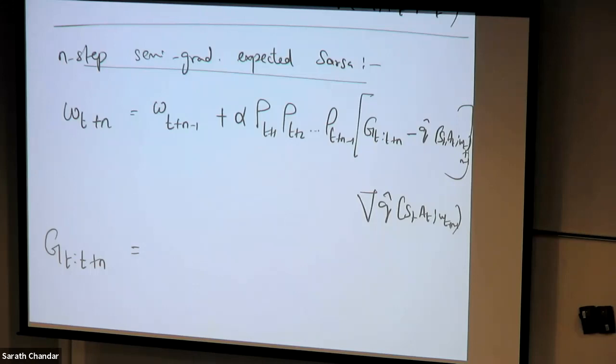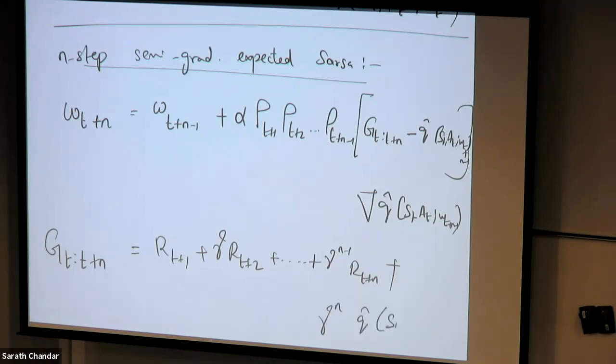So we want to compute the return but truncated at n steps. How would you do that? It's going to be R_{t+1} plus gamma times R_{t+2}, plus gamma^{n-1} times R_{t+n}. After that, you truncate the rest, so plus gamma^n times q hat of S_{t+n}, A_{t+n}, given w_{t+n-1}. Right? People who did not know this, you should go and revise your n-step learning.